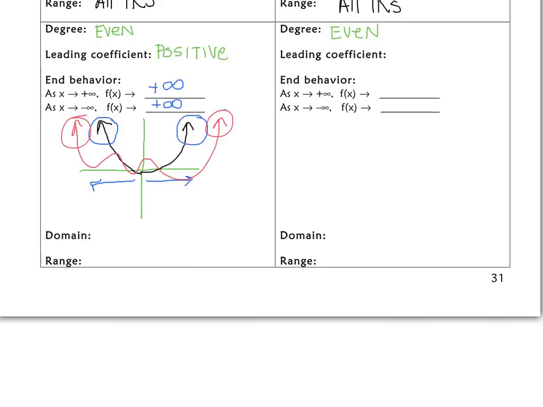Okay, domain and range. The x value, it continues left and right forever, this function. There are no walls, so it's all reals. And then the range, is there a floor and ceiling? And here there is a floor because it starts right here and then it continues up. So the range is, the y value is greater than or equal to the min, because there will be a min value just like with the parabola.